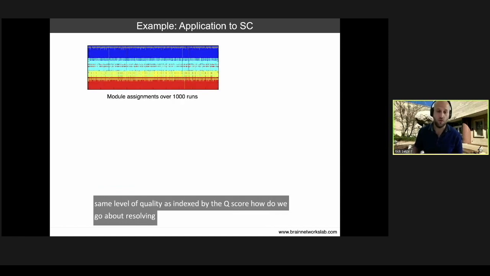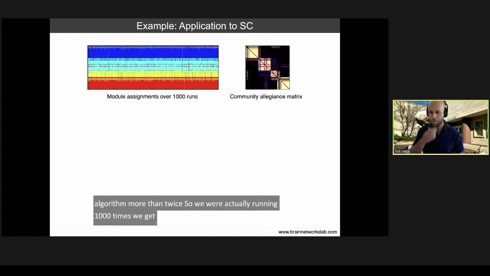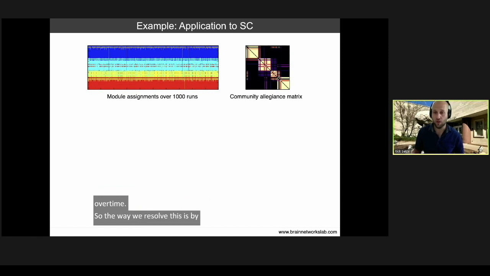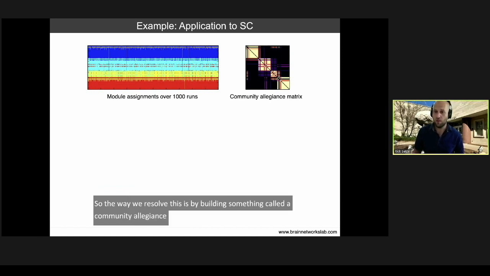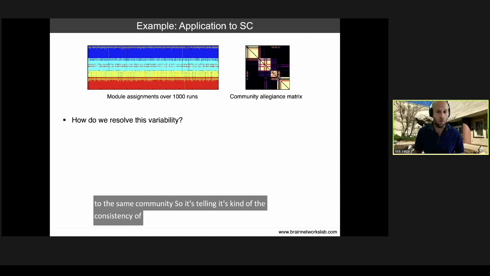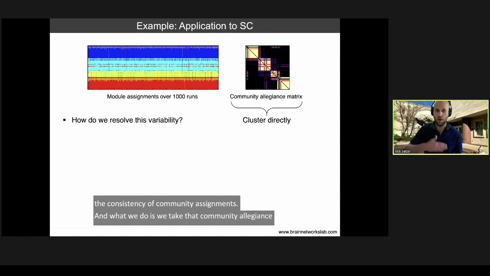You can see, if we were to repeat the algorithm more than twice, so we actually run it 1,000 times, we get variability in community assignments over time. So the way we resolve this is by building something called a community allegiance matrix. You'll see that on the right. Each element in that matrix counts how often out of those 1,000 runs any pair of nodes were assigned to the same community. So it's telling us the consistency of community assignments. And what we do is we take that community allegiance matrix and we cluster it directly. So once we've run our algorithm 1,000 times, we build the allegiance matrix and we cluster that.